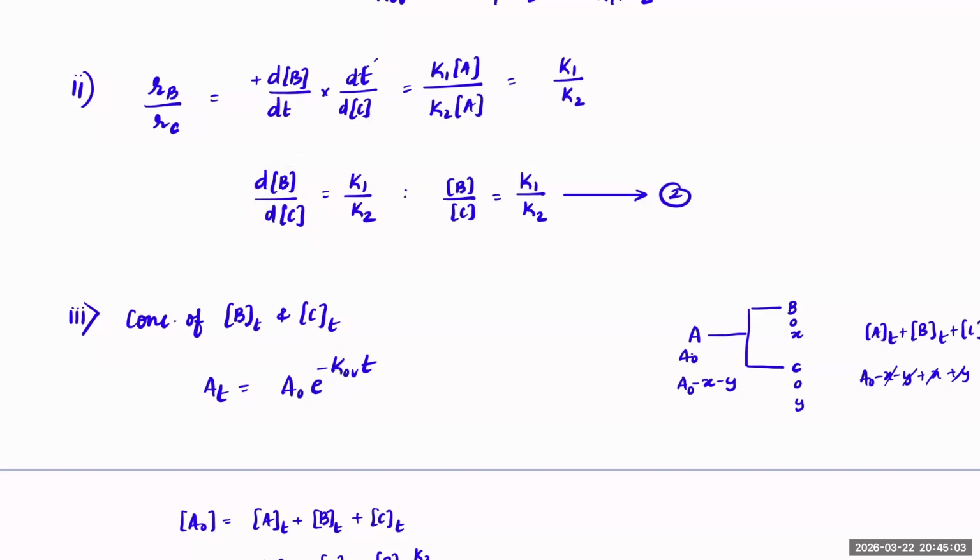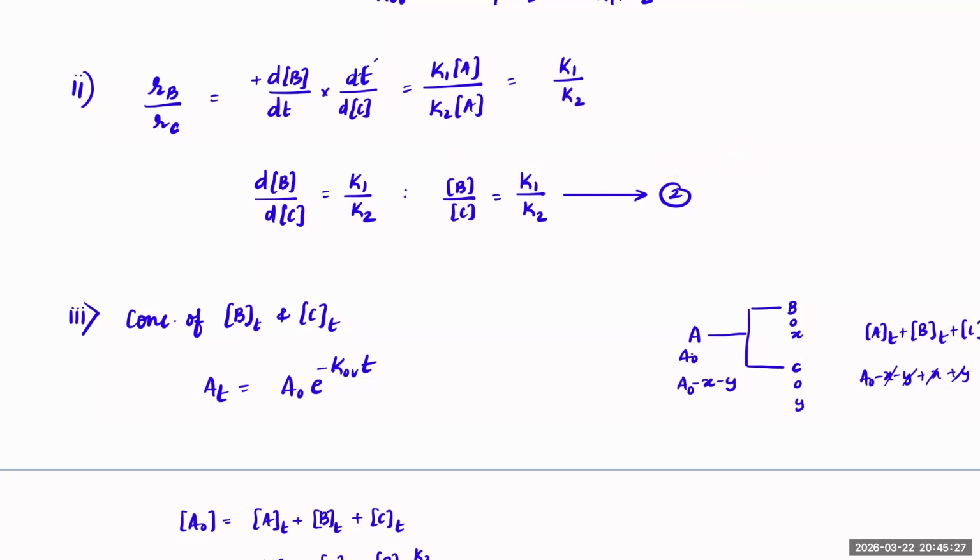That's a constant value, which means if I integrate this also, this will remain constant. So therefore, it will be B divided by C, which will be K1 by K2. So concentration of B at any time with respect to concentration of C at any time will always remain constant, which is equal to K1 by K2. This is a very, very important formula for us.